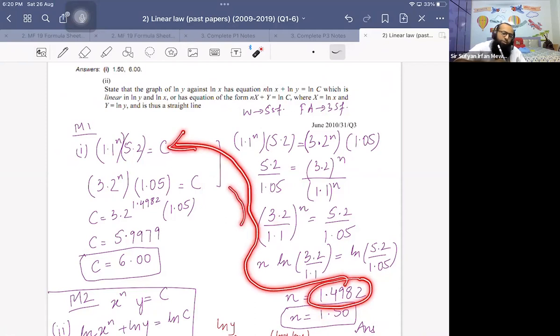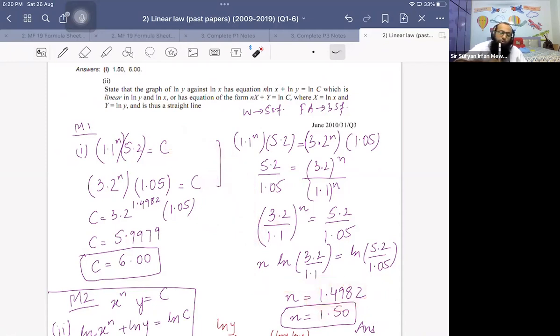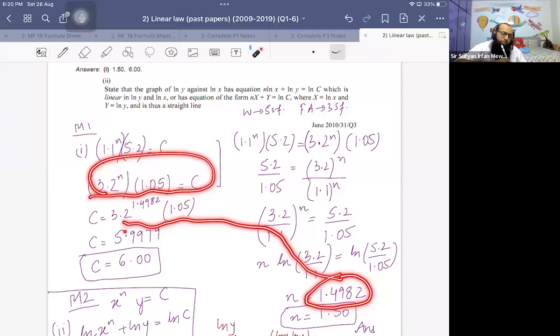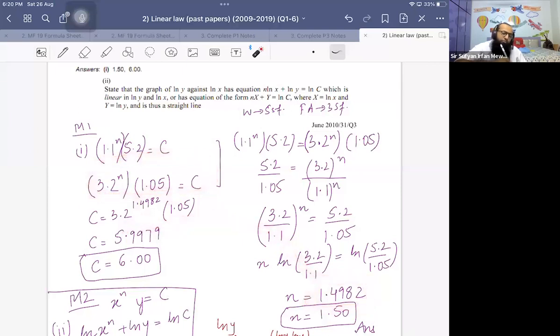We are going to substitute this 5SF version, because if we are not going to do that, the accuracy of C will be disturbed, and then we'll not be able to get the right answer of C. So now I am going to substitute 1.4982 in any one of the equations. So I've substituted in this equation, 3.2 to the power of 1.4982 times 1.05. If I am going to find this, the answer will be 5.9979, and the answer will be 6.00 in 3SF.